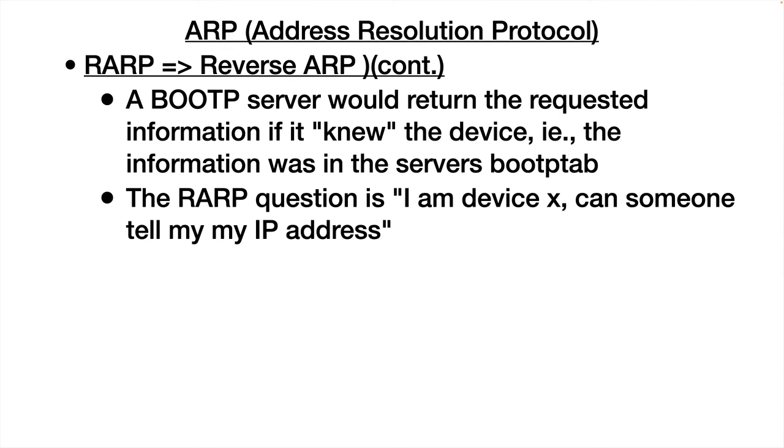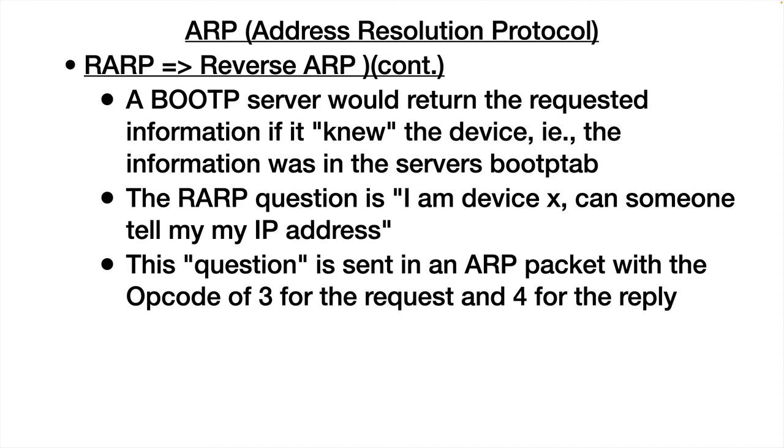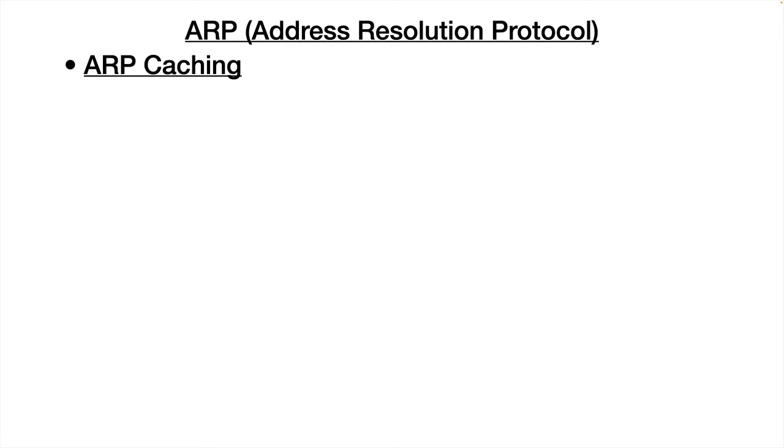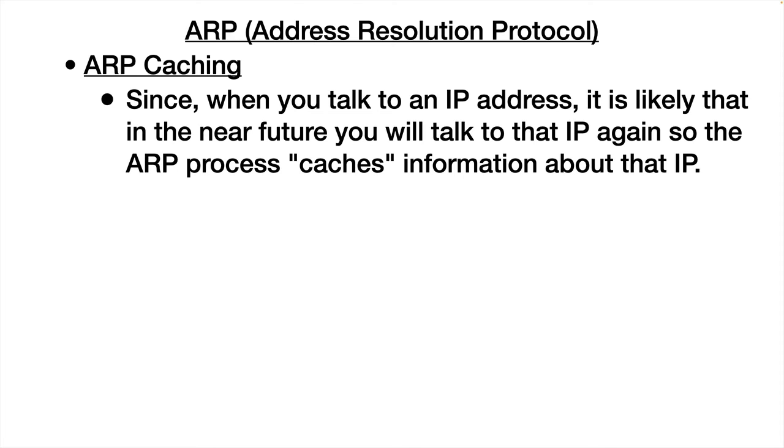The ARP question is, I am device X, can somebody tell me my IP address? The question is sent in an ARP packet with an opcode of 3 and a 4 for the reply. So it would get that information via the reply.